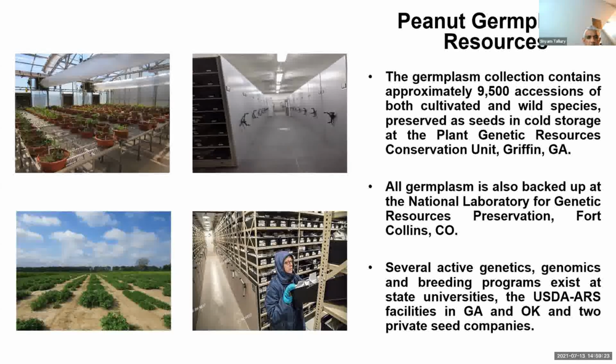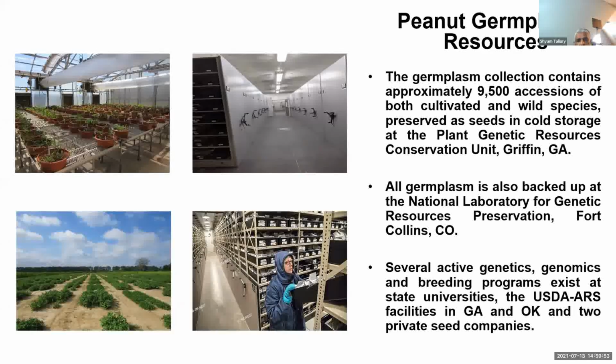The germplasm is also backed up at the National Laboratory for Genetic Resources Preservation in Fort Collins. And that's the bottom right picture, from Fort Collins, where the entire National Plant Germplasm System is being maintained, all the germplasm, not just the peanuts. So the peanut breeding activities in the US are mostly in the public sector.